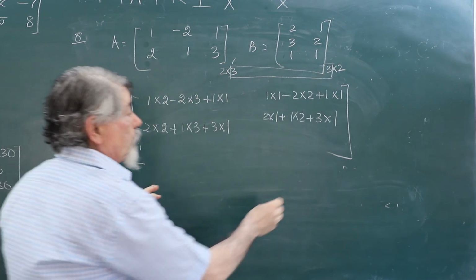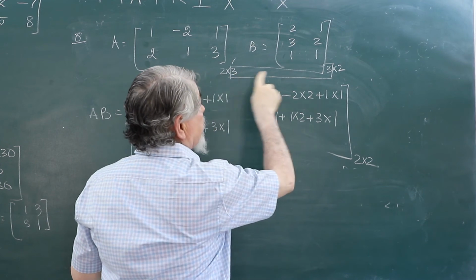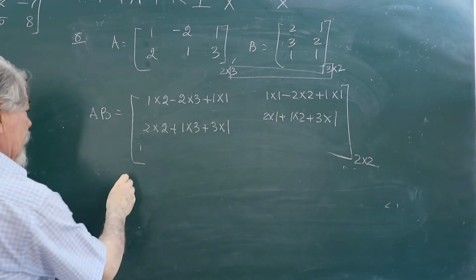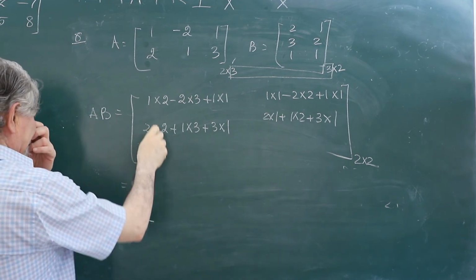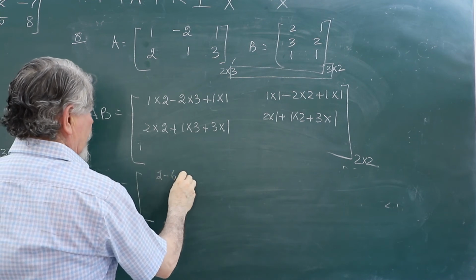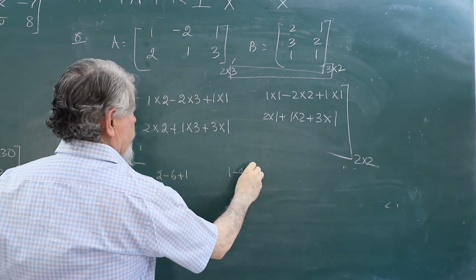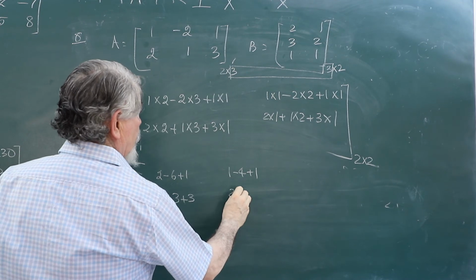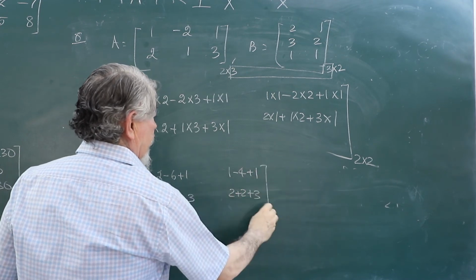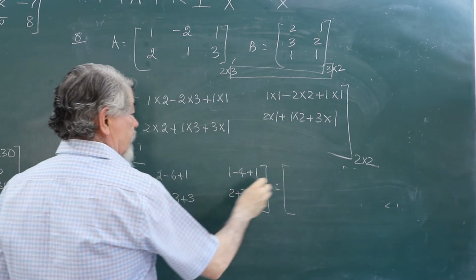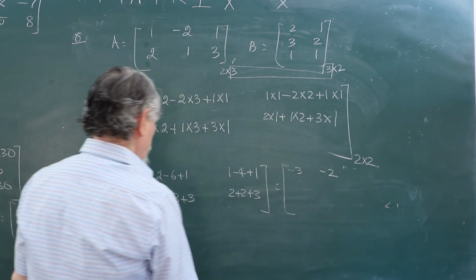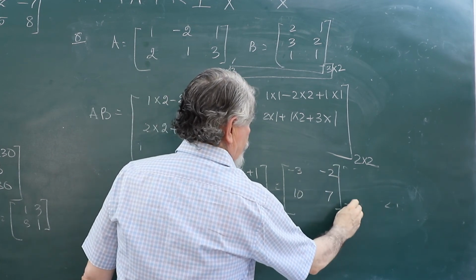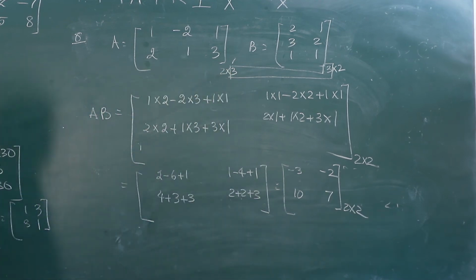What is the final order? 2 into 2. I told you that 3 is gone. What is left? 2 into 2. The order of the final product will be the same. Let us calculate what it is. It is 2 minus 6 plus 1, 1 minus 4 plus 1, 4 plus 3 plus 3, 2 plus 2 plus 3. That will be minus 3, minus 2, 10, 7. This is 2 into 2. Order of the final matrix A into B is 2 into 2.